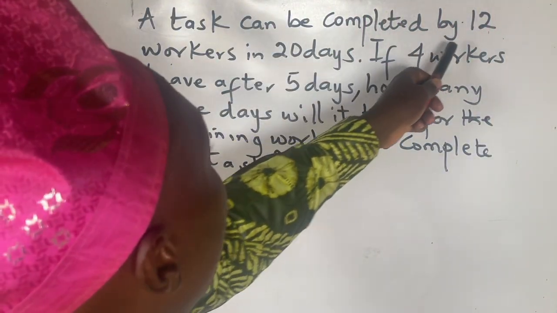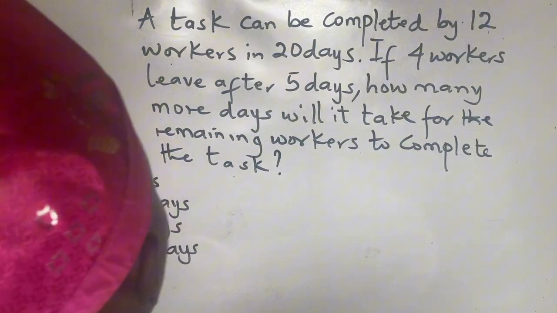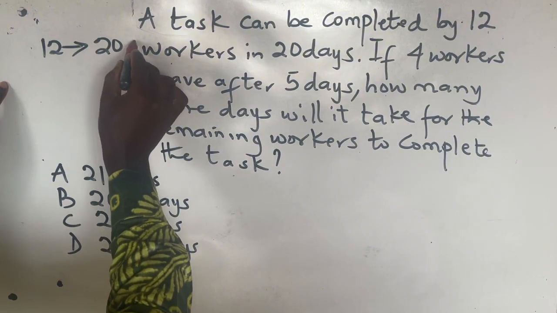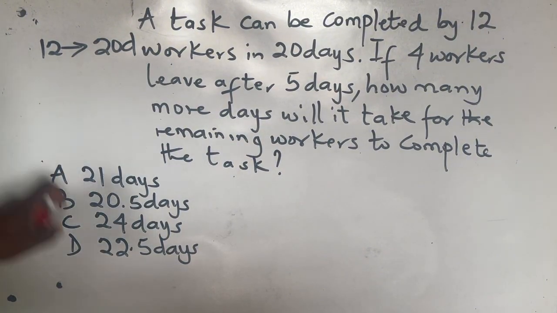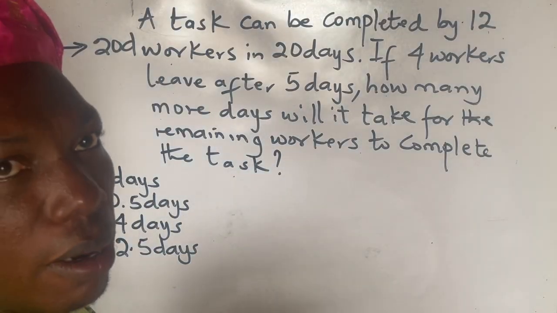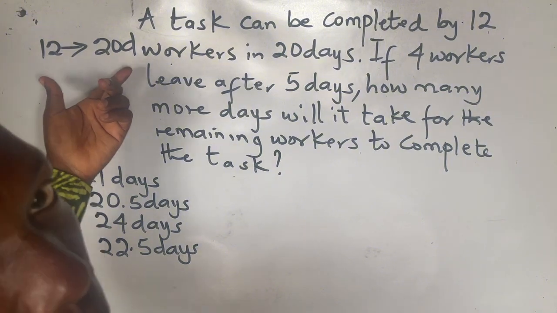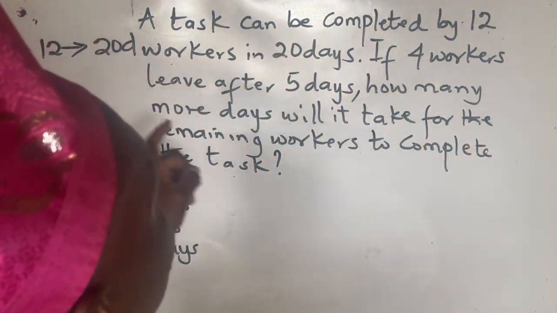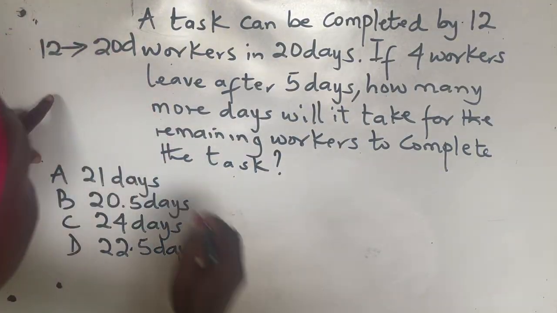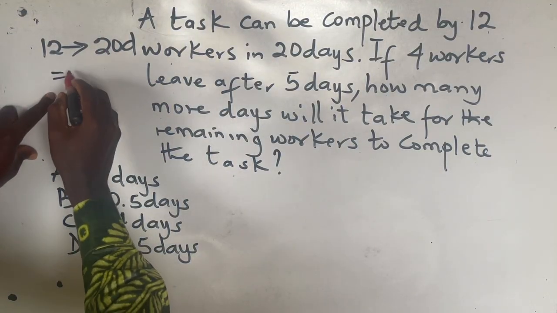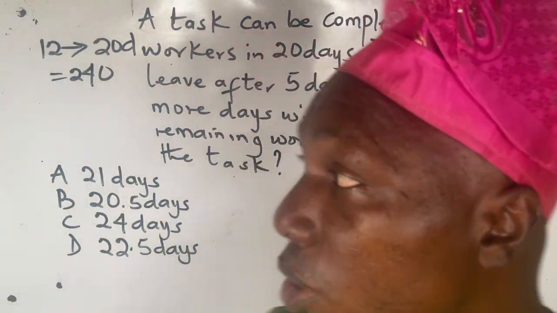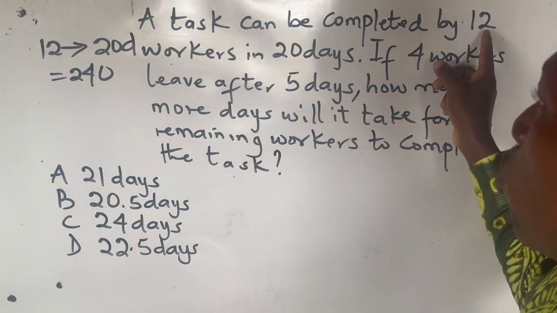The task can be completed by 12 workers in 20 days. We have 12 workers for 20 days. If 4 workers leave after 5 days, let's see the total amount of work done by these 12 workers. The total work is 12 times 20, and that's 240 worker-days. That's the total amount of work to be done by these 12 workers.